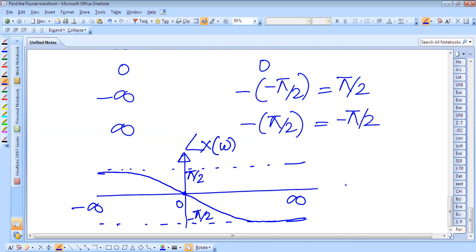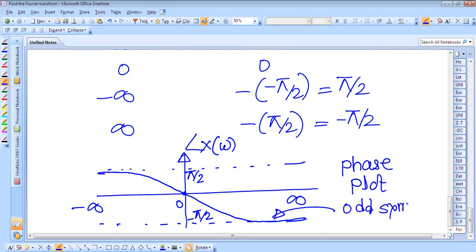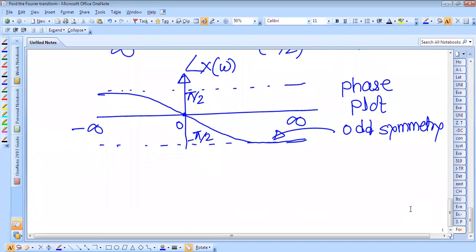So this is the phase plot, and this symmetry we can call odd symmetry. So in this way we can find the Fourier transform of the given function.